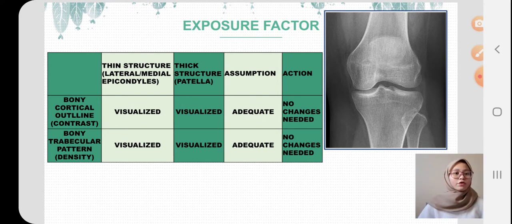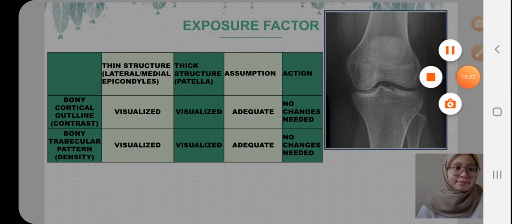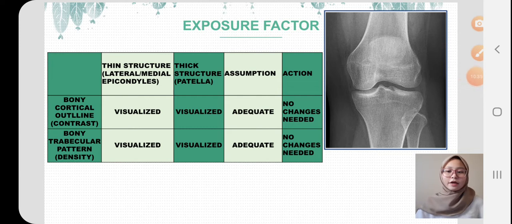Exposure factors for this radiograph. The kVp used is adequate for penetration and radiographic contrast. This is because the bony cortical outline of the thin structures, which are the lateral and medial epicondyles, is visualized, and the bony cortical outline of the thick structure, which is the patella, is visualized. Next is the mAs.